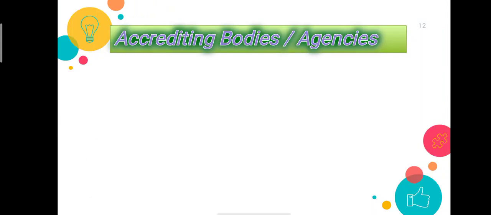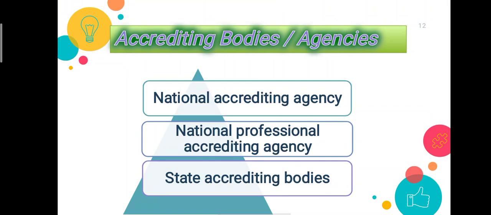Now, accrediting bodies or agencies, as we see, do all this work. But what are these education accrediting bodies and agencies, and who are they? They are divided into three levels: national accrediting agencies, national professional accrediting agencies, and state accrediting agencies. National accrediting agencies are those agencies that control the whole education system all over India. National professional accrediting agencies, as we are in the medical and paramedical profession, we will study this medical profession, and the state accrediting bodies also.